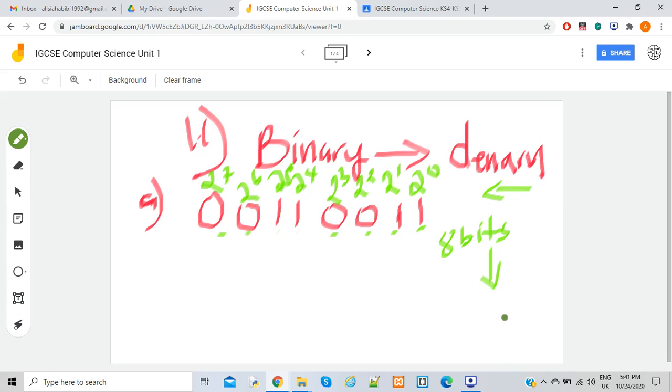They could be stored at 12 bits. They could be stored at 64 bits, depending. But just remember that 8 bits always make up 1 byte. So now, when we've written the powers of 2 on top of each bit, we're going to multiply each bit by its power of 2.